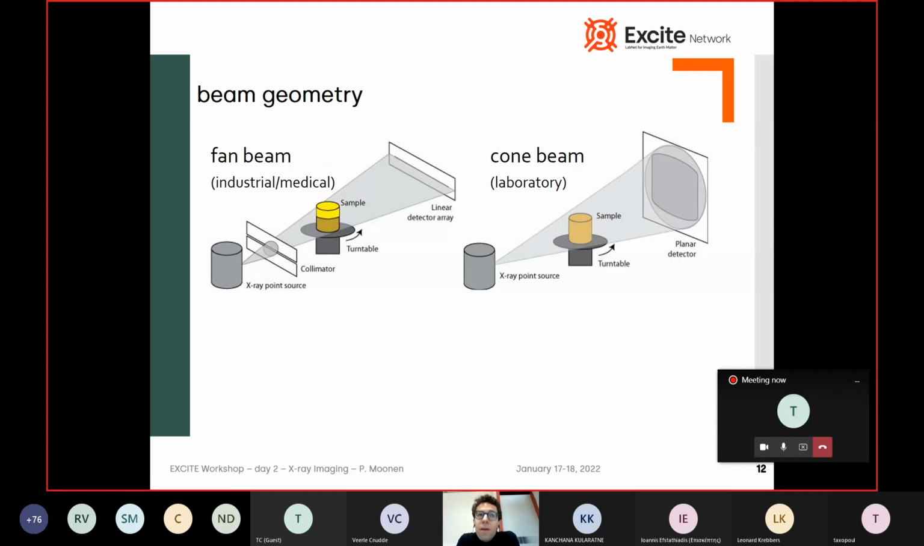The conical beam can directly be used, for example, in a laboratory setup in a cone beam configuration. So there the beam radiates the sample, and behind we put a planar detector, so a 2-dimensional detector. That's the configuration that I also showed in the introduction.